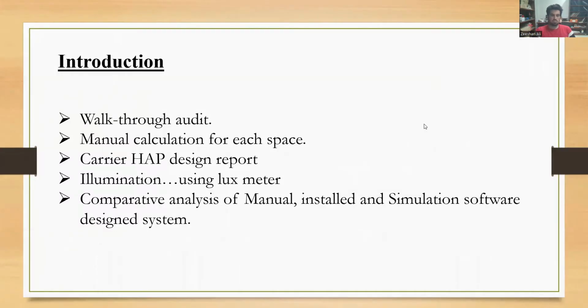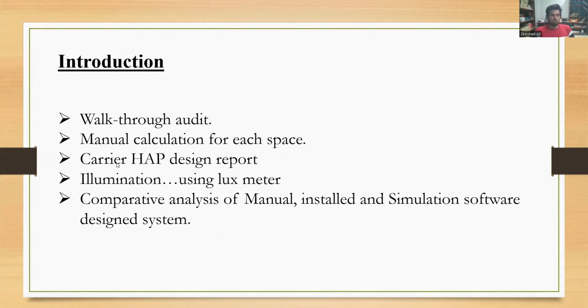Now, coming to the introduction, first of all, we did a walkthrough audit in which we inspected each building and all the spaces, and collected data of each space, like area of a room, windows area and number of windows, number of doors, and all the heating sources which can contribute to the British thermal unit, the heat. Then we did the manual calculation for each space. For our ease, we created an Excel calculator for this calculation according to HRI standards.